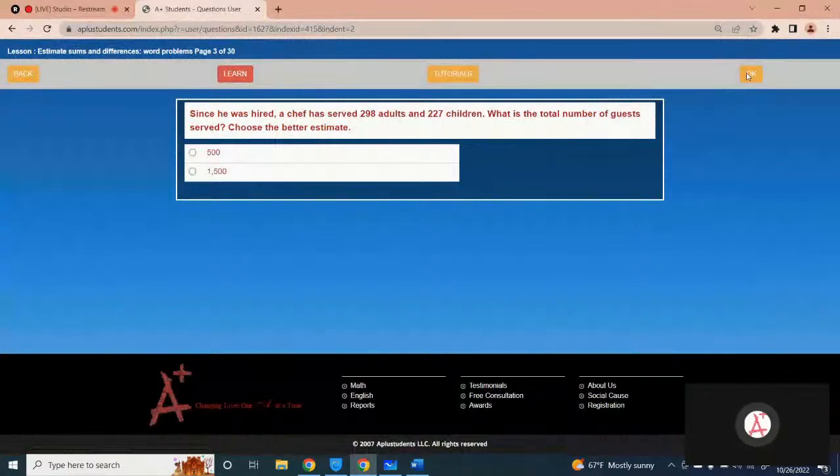Since he was hired, a chef has served 298 adults and 227 children. What is the total number of guests served? Choose the better estimate. So the numbers are 298 and 227, and you have to add them. Got it? Just add them.